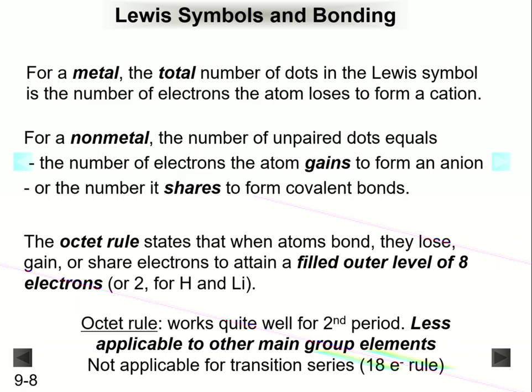We have something called the 18 electron rule. We won't go over the 18 electron rule. You'll cover that in more advanced inorganic chemistry courses.